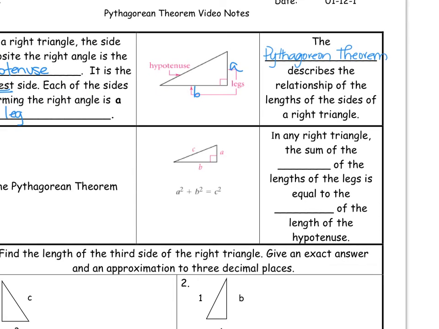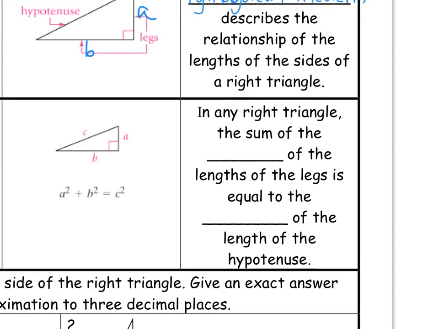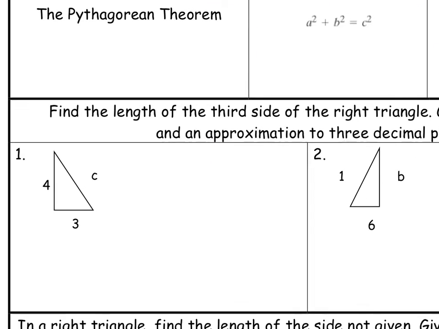So the Pythagorean theorem says that if I square the legs and I add them, that's going to be equal to the square of the hypotenuse. And that's what this theorem says over here. In any right triangle, it has to be a right triangle, the sum of the squares of the lengths of the legs is equal to the square of the hypotenuse. So let's take a look at what that means.